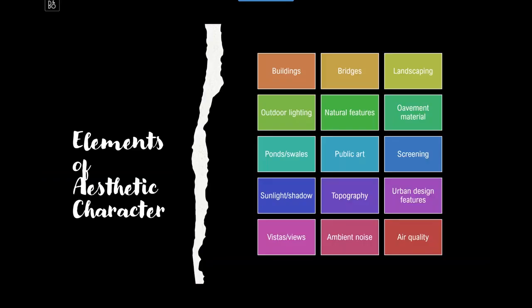Some of those different elements of aesthetics include everything from buildings and bridges, landscapes, ponds, public art or murals. Let's see, your sunlight, your shadows, urban design, your views. It takes into account everything that you see and hear and feel and notice in the area. It's not just, oh, there's a bridge off in the distance that I can see. Well, okay, is it just a bridge? Is there lighting on that bridge? It all plays into this feel of the environment.